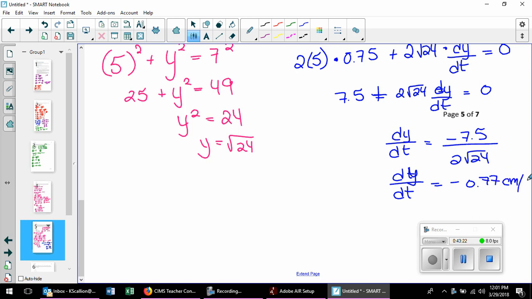meters per second. How come it's not meters squared? It's not an area, it's a distance. Does it make sense that there would be a negative? Because where is it going? Down. It's falling, so it has direction attached to it.